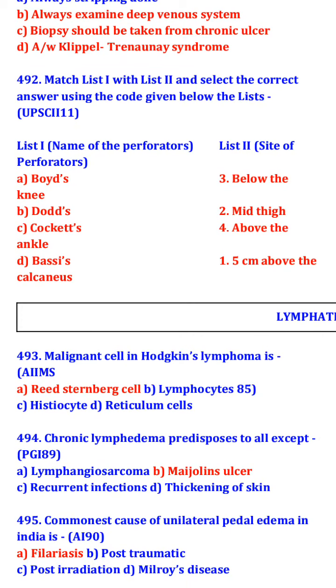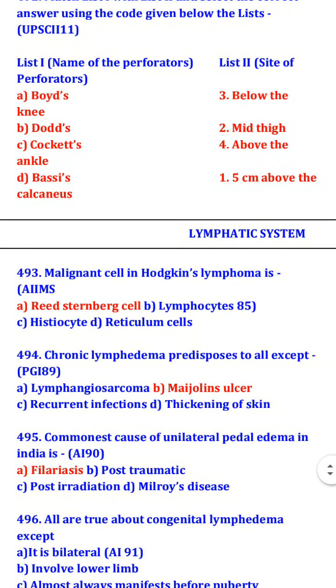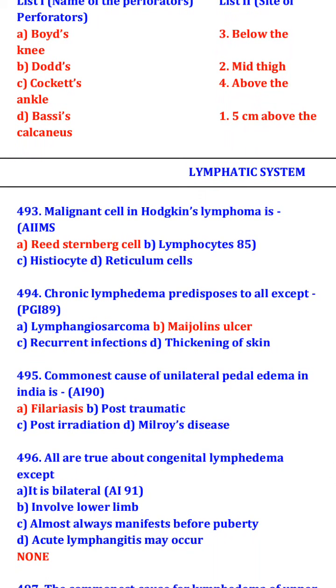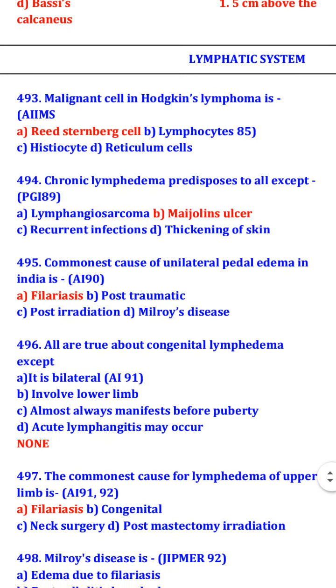Malignant cell in Hodgkin's lymphoma is Reed-Sternberg cell. Chronic lymphedema predisposes to all except Marjolin ulcer. So chronic lymphedema predisposes to lymphangiosarcoma, recurrent infection, and thickening of skin. Commonest cause of unilateral pedal edema in India is filariasis.